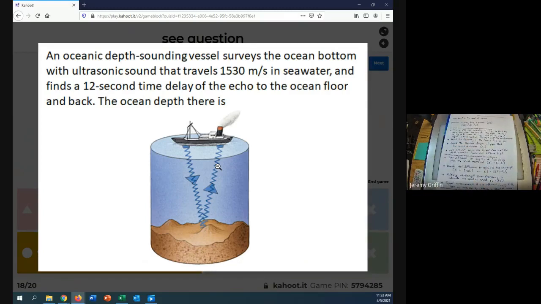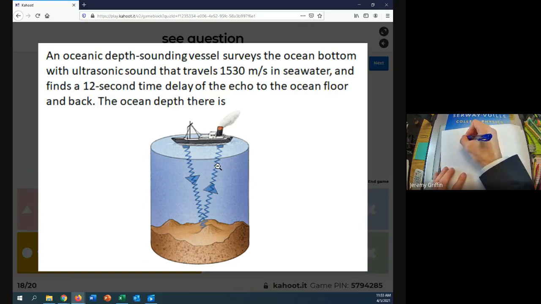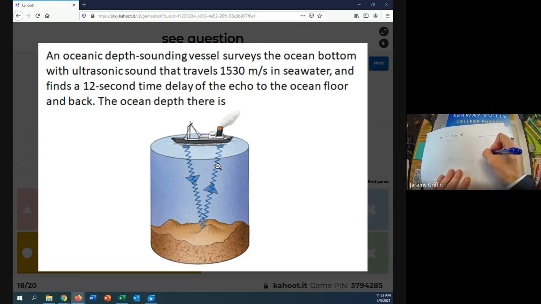So the speed of sound in water is much faster than air. It's 1530 meters per second, about 5 times as fast. So we're in that boat, bouncing the signal off the ocean floor, and it takes a 12-second round trip. But we're only looking for the depth of the ocean. So the speed of sound in water is about 1530 meters per second, and here's our boat, and the full round trip took 12 seconds. Time is 12 seconds. Now that was down and back up.